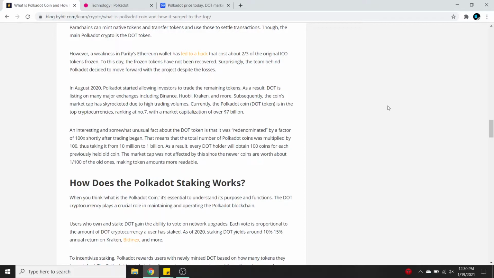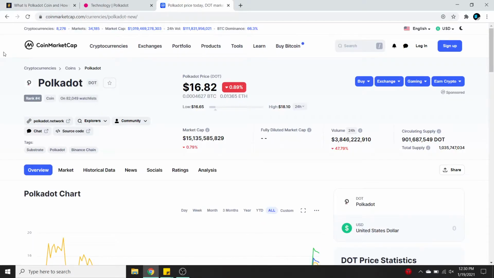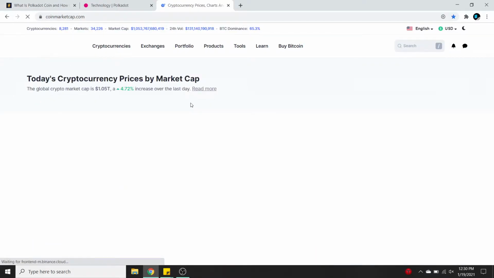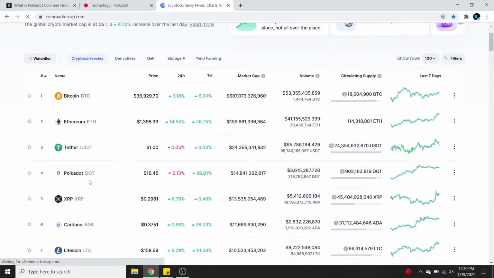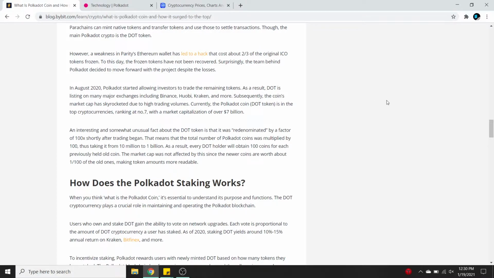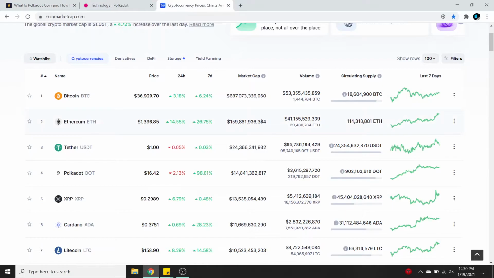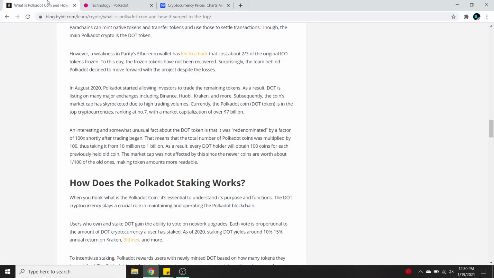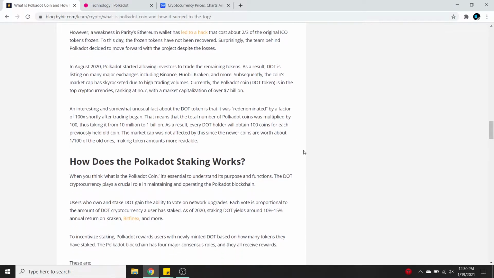coin is in the top current cryptocurrencies ranking. It used to rank at number 7, but now it's, let's see where it's at right now. Polkadot's currently number 4, so that's pretty crazy. So we're at currently number 4, with a market cap of over, what is the current market cap? Of over 14, almost 15 billion. Wow, that's pretty much double of what was said when this was written.